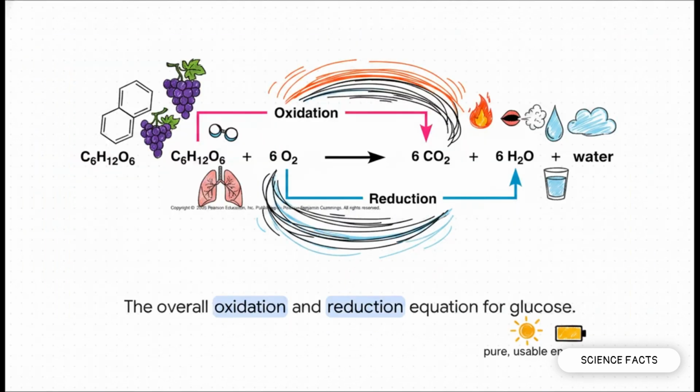But hey, when everything is working perfectly under aerobic conditions, we get this master chemical equation. Just look at how beautifully it balances out. 1 molecule of glucose plus 6 molecules of oxygen undergo a massive oxidation and reduction process. They perfectly transform into 6 molecules of carbon dioxide trash, 6 molecules of water, and pure, usable energy.